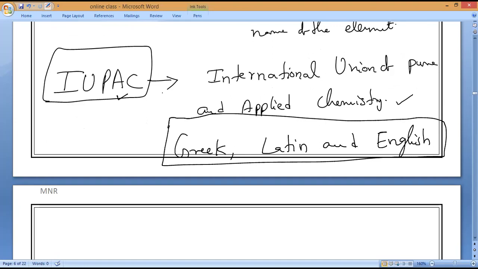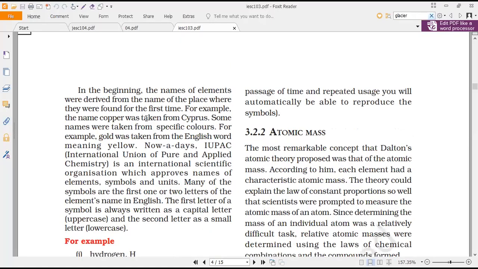It is there in our NCERT also, but none of you read it. That is why it is not known to us. Have you read it any time? Anybody? Never, correct? Yes, guys, Harish. Now you can see, have you read IUPAC? No, correct? That is why I will say, as you can see here, notice it. In the beginning, names were derived from the names of the place where they were found for the first time.